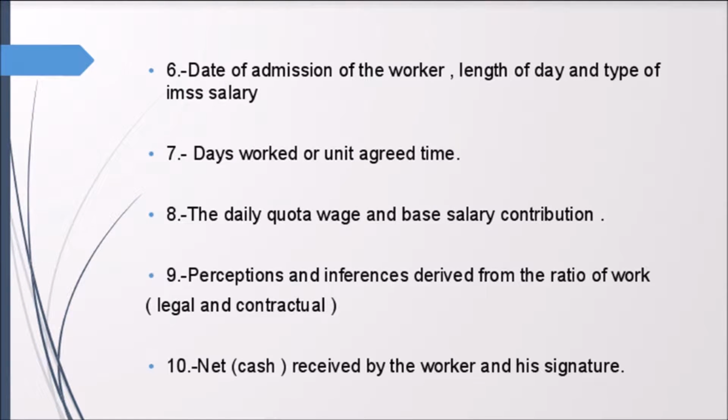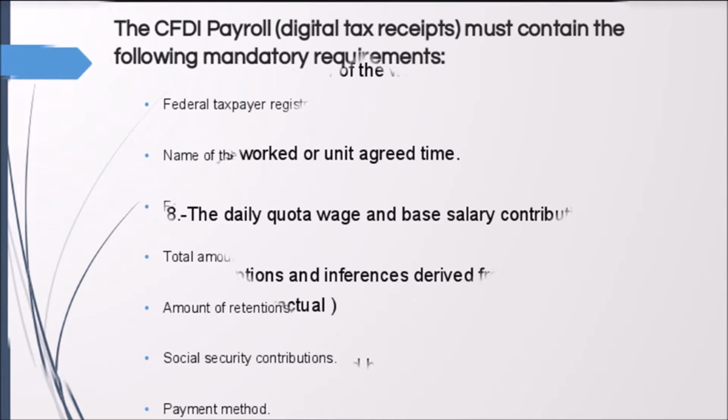6. Date of the worker's income, length of workday and type of Mexican Social Security Institute salary. 7. The days worked or the time unit agreed. 8. The daily wage and salary contribution base. 9. Perceptions and deductions arising from the employment relationship, legal and contractual. 10. Net cash received by the worker and his signature.